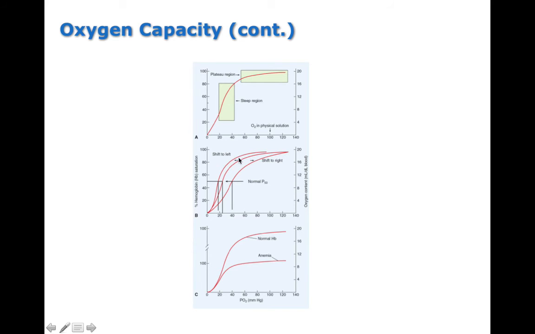And the opposite is true of a left shift. If your tissues are cooler or more basic or have low CO2, that's going to cause your hemoglobin to hold on to that oxygen more strongly, which is what a left shift here is.